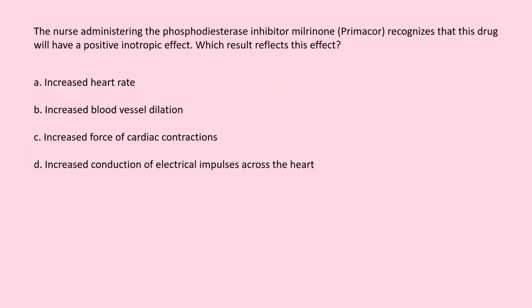The nurse administering the phosphodiesterase inhibitor milrinone, Primacor, recognizes that this drug will have a positive inotropic effect. Which result reflects this effect? A. Increased heart rate. B. Increased blood vessel dilation. C. Increased force of cardiac contractions. D. Increased conduction of electrical impulses across the heart.